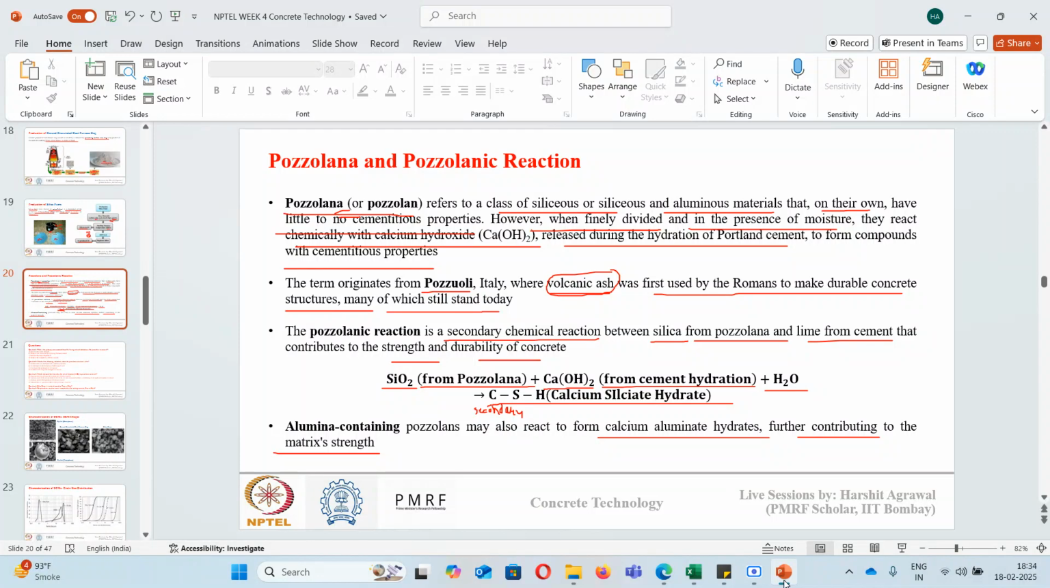Can you say, sir, CSH gel is an alkaline material? No, it is not an alkaline material. Now, why is it an alkaline material? It is a precipitate which is happening now. You can't classify it as alkaline or acidic material. It is a final crystalline product which is forming, you can say.